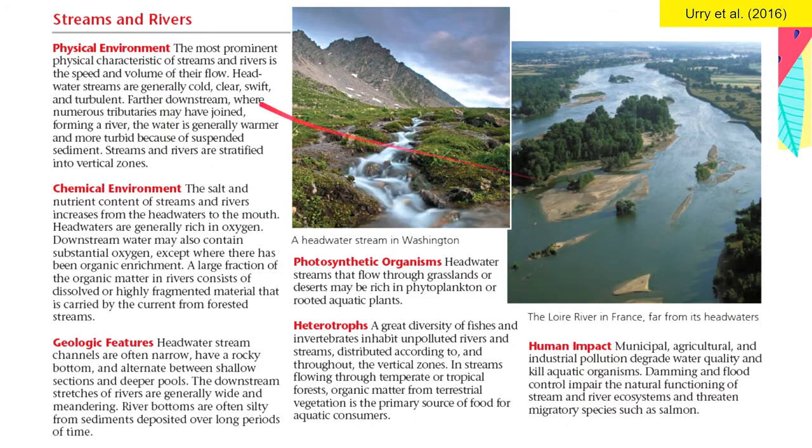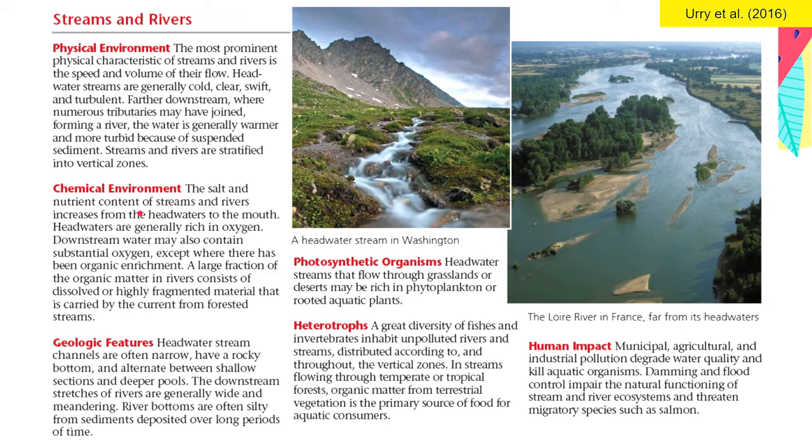So, in summary, streams and rivers are mostly described by having high velocity, high speed, high volume of water flow. So, headwater streams or the source of water in these biomes are generally cold, clear, swift, and turbulent, and they travel downstream through the tributaries and others.